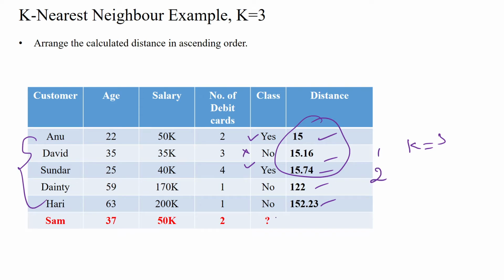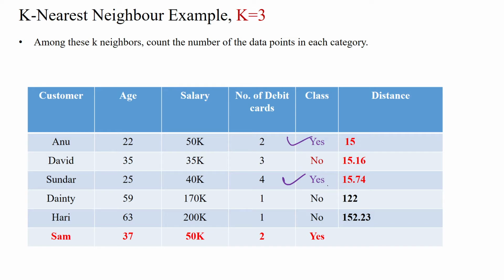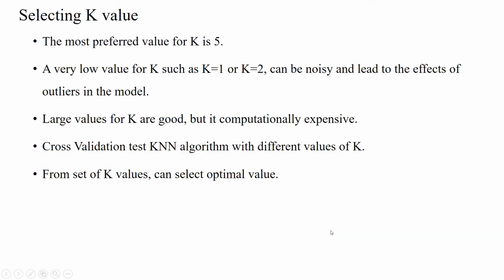So now our testing sample belongs to the category yes. Here we are selecting k equal to 3 samples, and based upon that, yes is appearing 2 times, no is appearing 1 time. So the new sample belongs to yes.